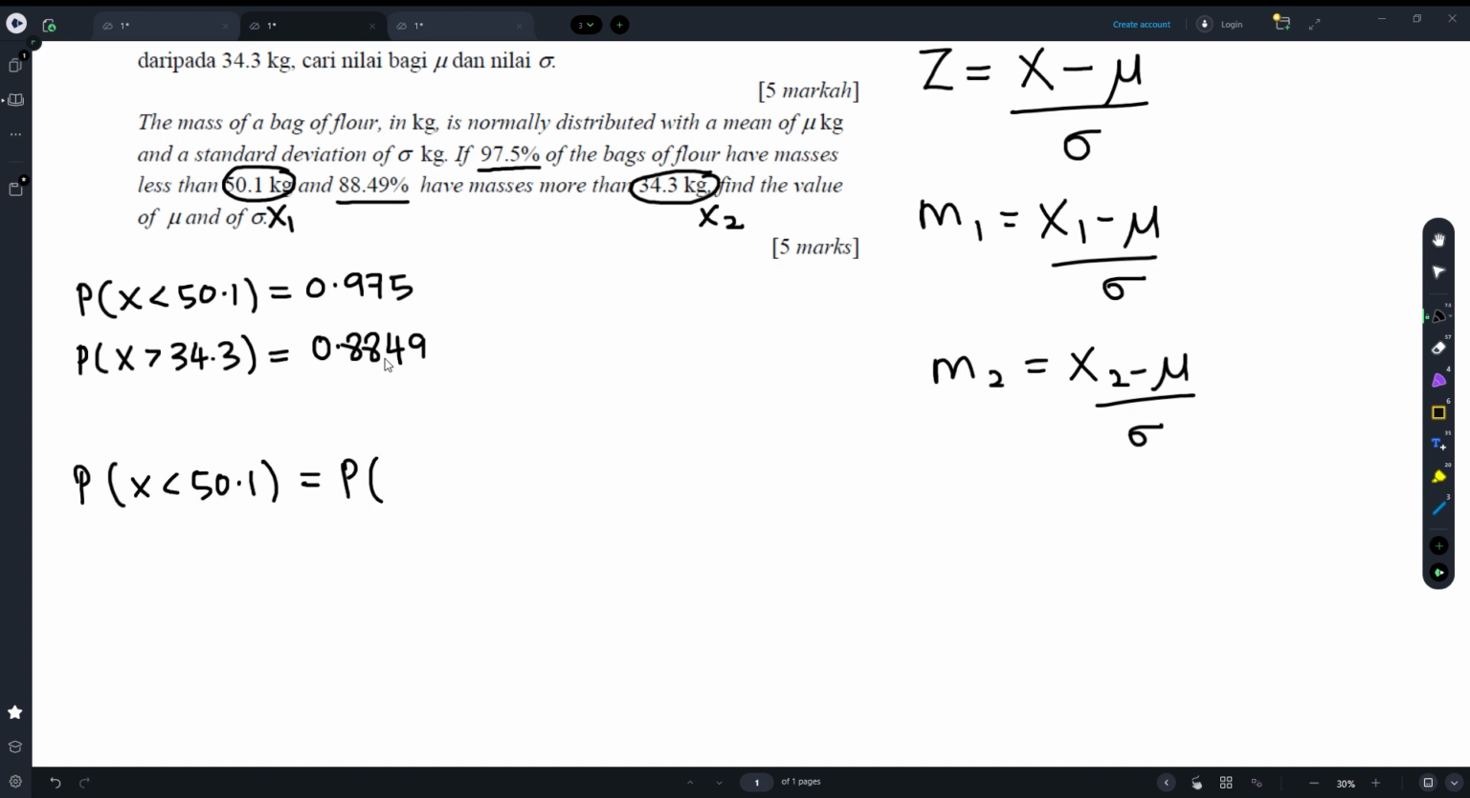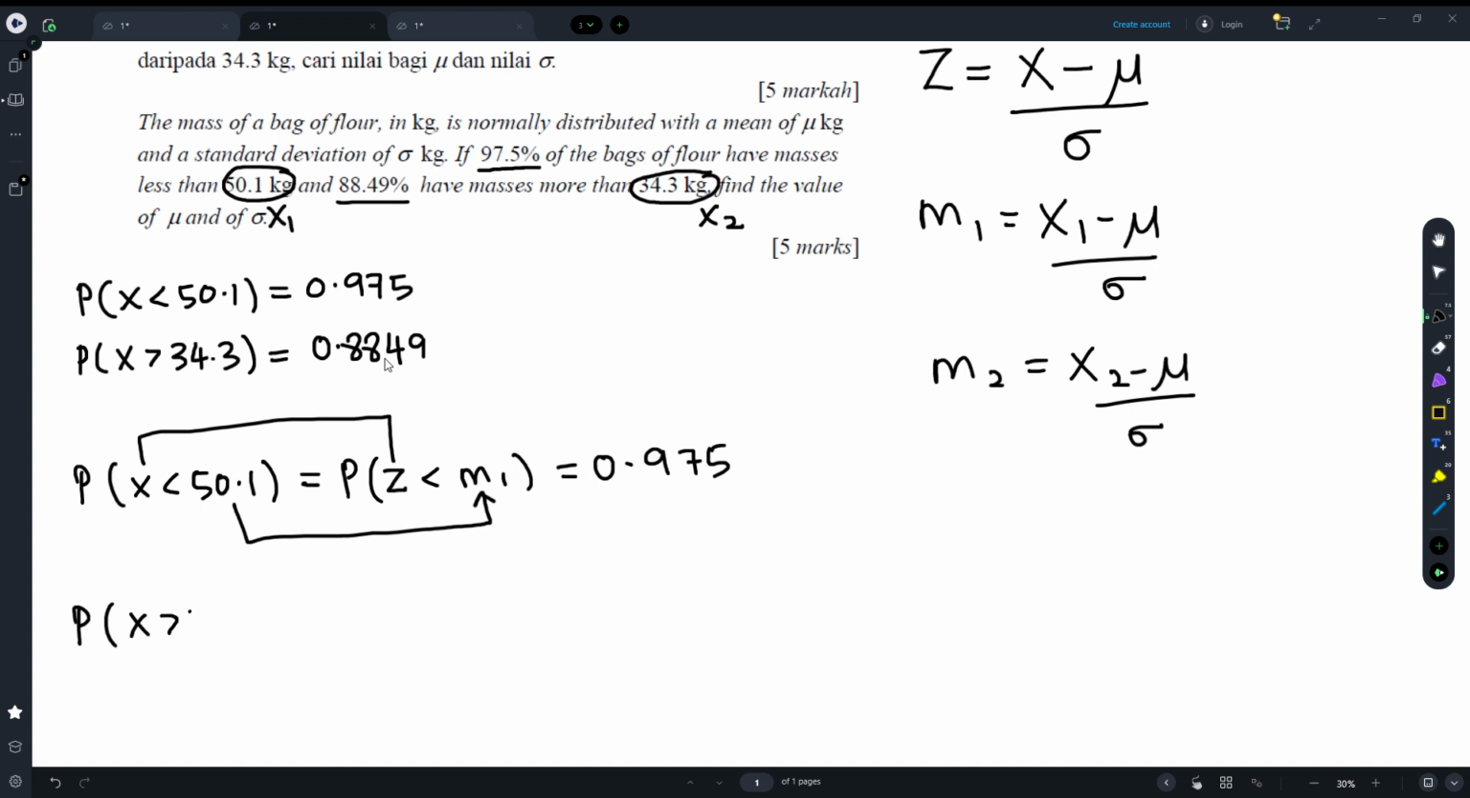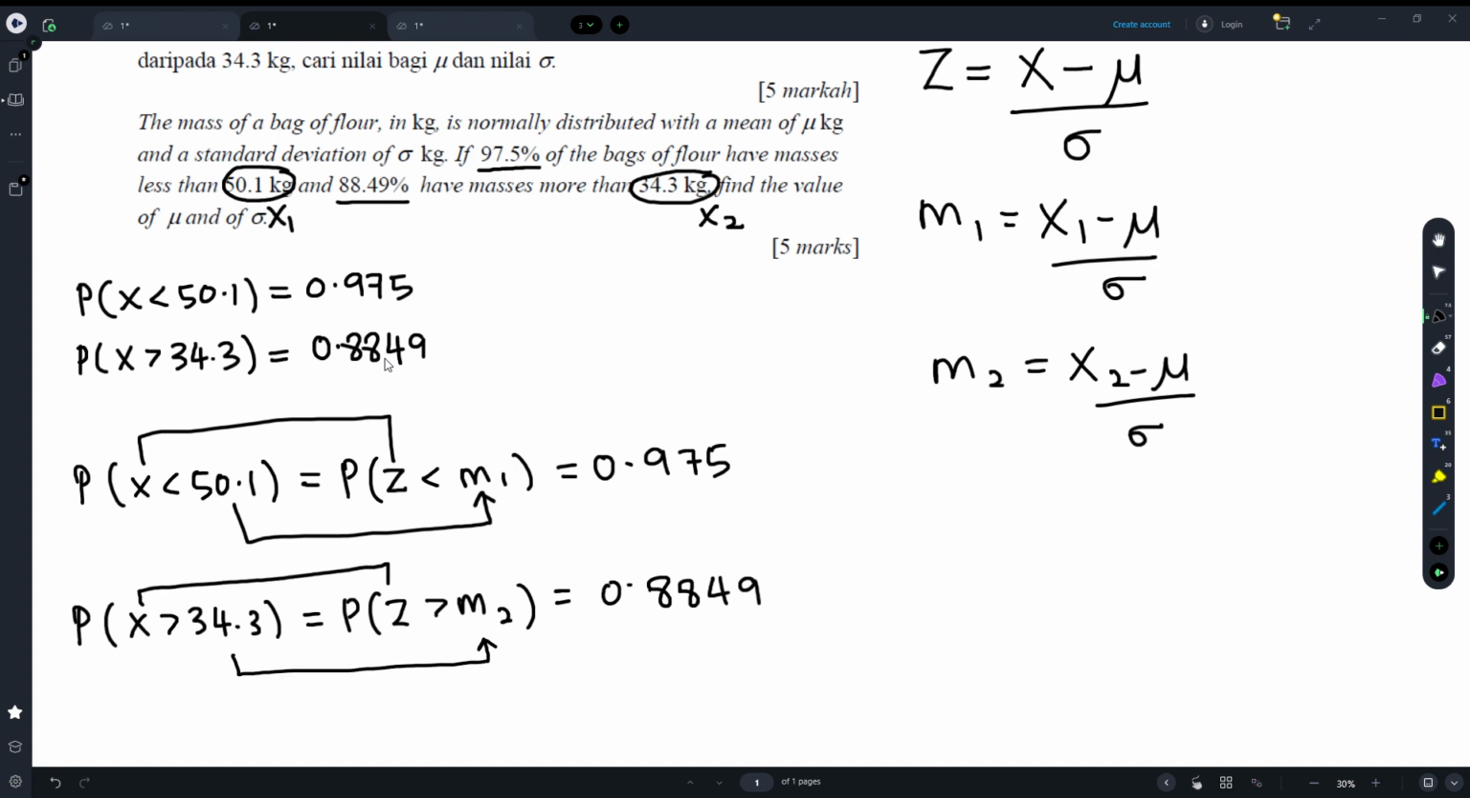In the first case, as I convert probability of x less than 50.1, I'm going to rewrite it into the standardized form. It is going to be z less than m1, because the x has been converted to z, so this value also must be converted to z. And this is represented by 0.975. Likewise, the second information, probability of x greater than 34.3, will be represented by probability z greater than m2, which is equivalent to 0.8849.